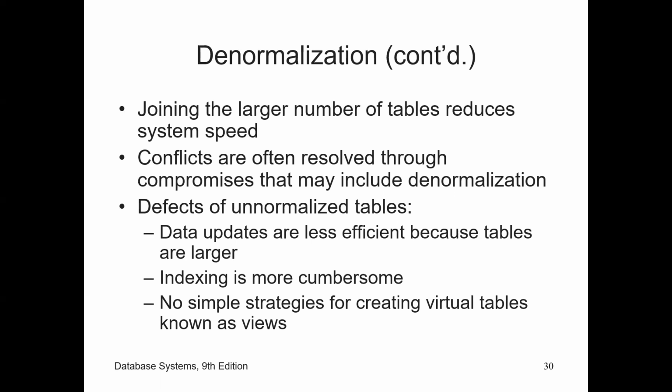Aside from the possibility of troublesome data anomalies being created, unnormalized tables in a production database tend to suffer from these defects. Data updates are less efficient because programs that read and update tables must deal with larger tables. Moreover, indexing is more cumbersome. It is simply not practical to build all of the indexes required for the many attributes that might be located in a single unnormalized table. Unnormalized tables yield no simple strategies for creating virtual tables known as views.